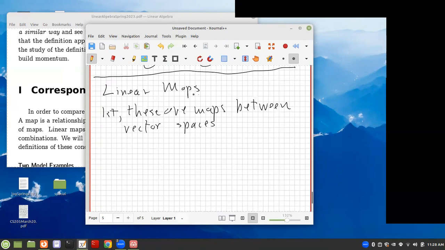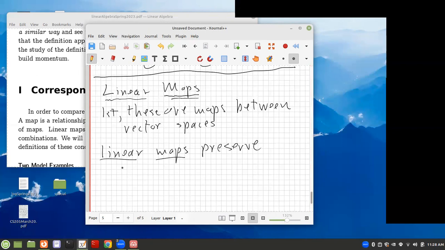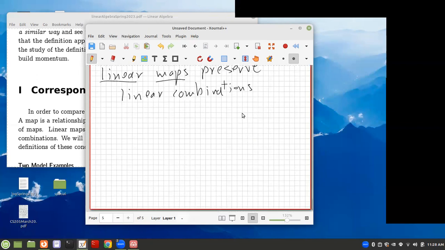That's the maps part. But what about the linear part? Well, the linear part, and we'll always be interested only in linear maps. Linear maps preserve linear combinations. So they map all linear combinations in one space into linear combinations in the other space.